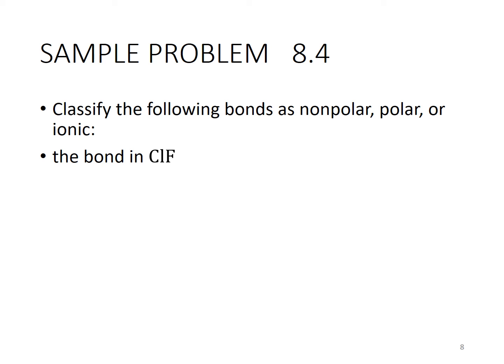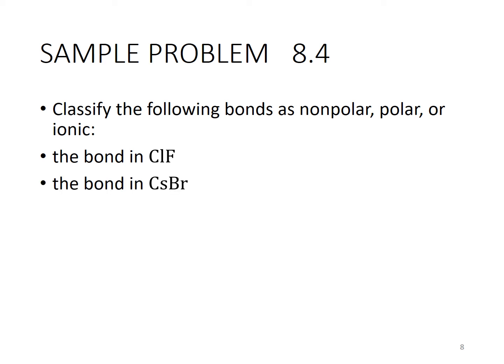Chlorine should be 3.0, so there's a change in electronegativity of 1.0. That is somewhere between 0.5 and 2, so that is a polar covalent bond. Fluorine is more electronegative, so we would represent fluorine as partially negative and chlorine as partially positive in that polar covalent category. Again, that was with the delta negative, delta positive, which means partial negative, partial positive.